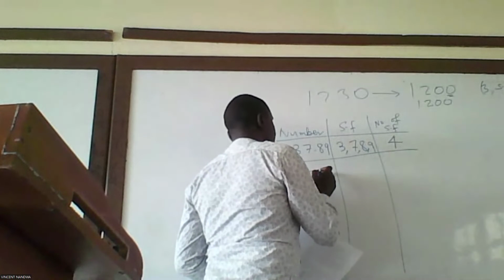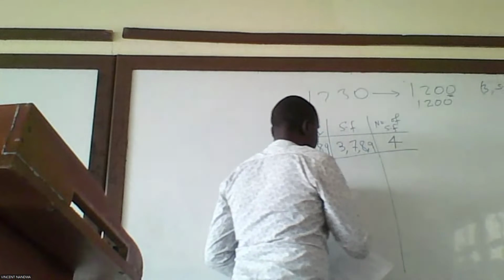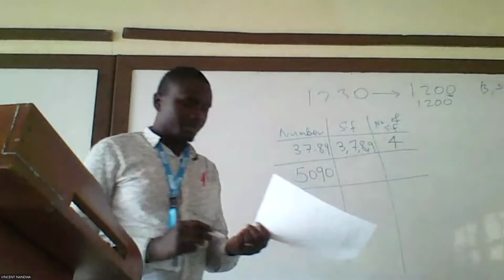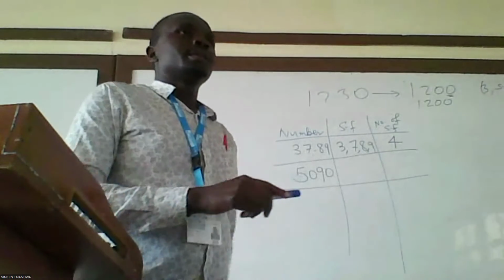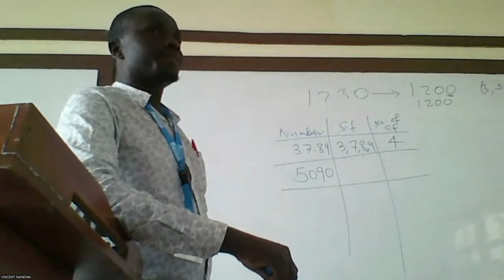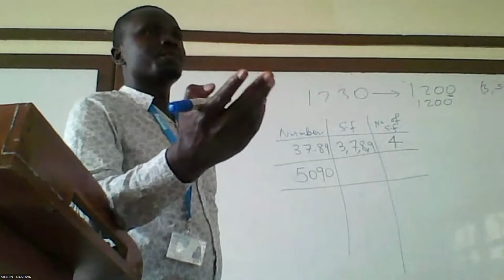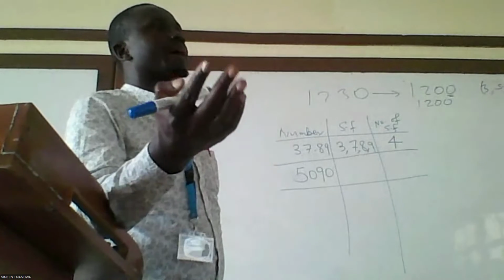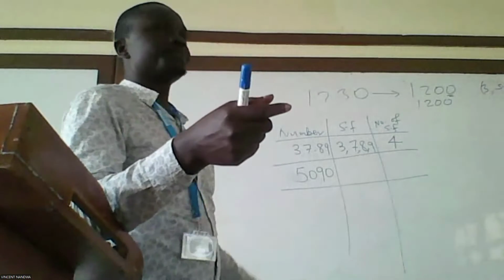Then 5, 0, 9, 0. What are the significant digits? Let's start, so people are familiar with how many there are. So how many are there in this number?